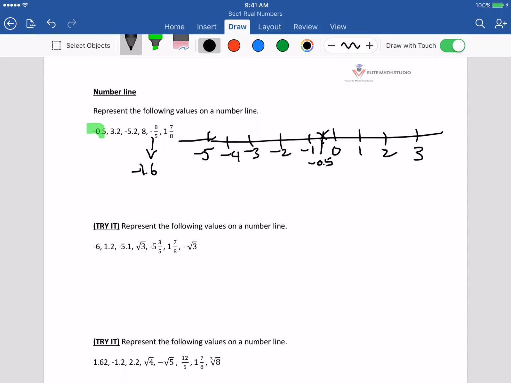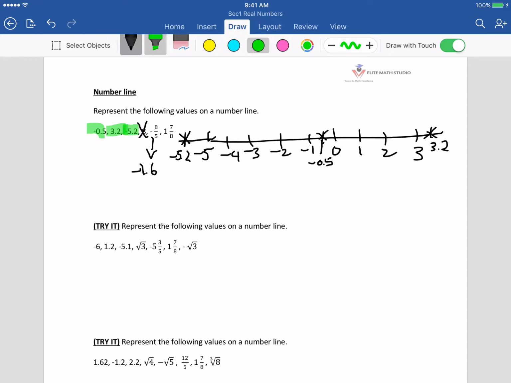And put a cross here. The next one we have 3.2. Where's 3.2? 3.2 will be somewhere here, and then put a cross here. The next one is negative 5.2. Negative 5.2 will be right here, all the way on the left. Next one we have 8. We cancel out 8 because it's sufficient space.